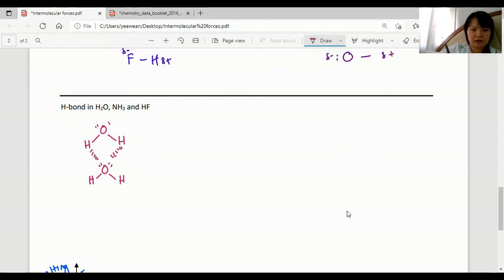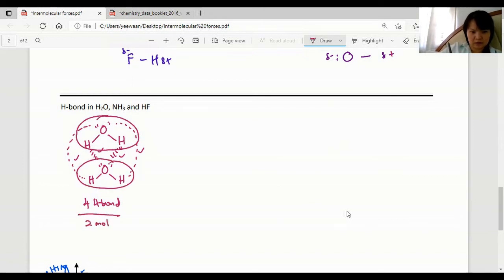If I'm just counting how many hydrogen bonds we can form, I'll just draw one here. It doesn't actually bond like this, but I'm just trying to count. So there's 1, 2, 3, 4 hydrogen bonds for 2 water molecules. So I can say there's 2 hydrogen bonds per molecule.